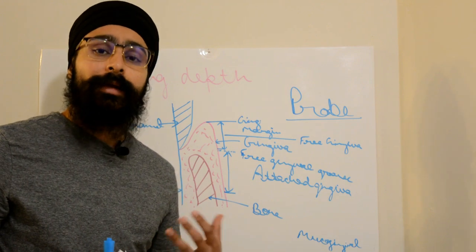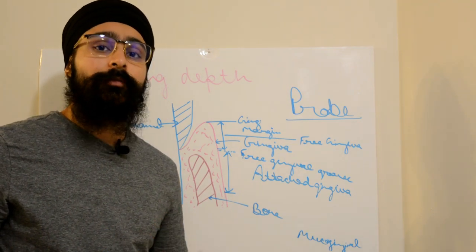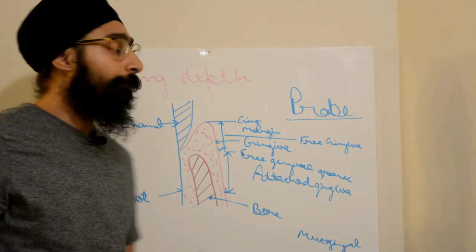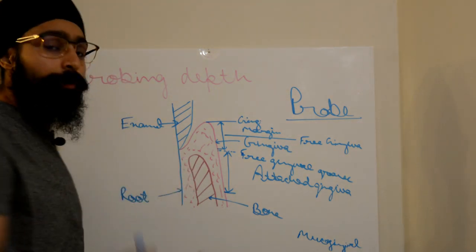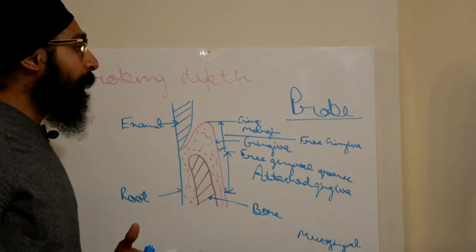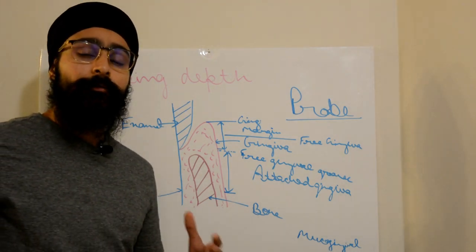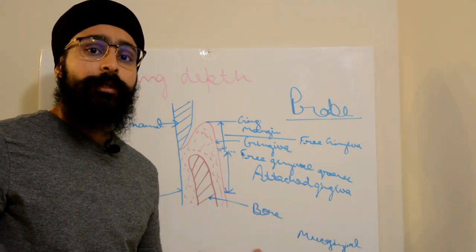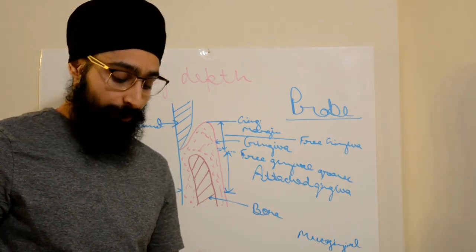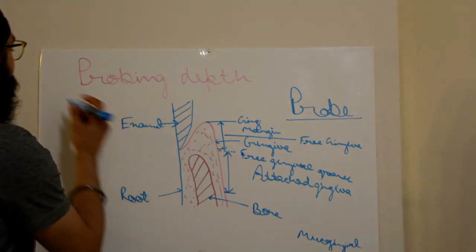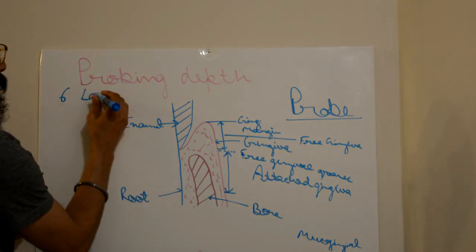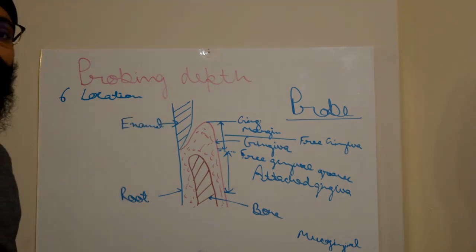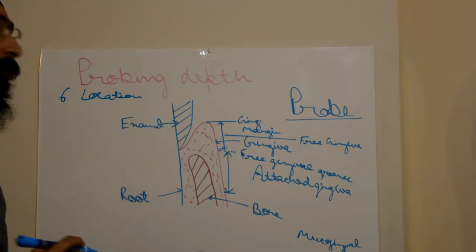So friends, as we are talking about probing depth, whenever a dentist wants to check the condition or health of the gingiva or periodontium of the patient, he takes out a probe and puts the probe around the tooth. For the purpose of the ACJ exam, and of course I will explain it later on, a dentist probes the tooth at 6 different locations. 3 locations are on the buccal side and 3 locations are on the palatal or lingual side.